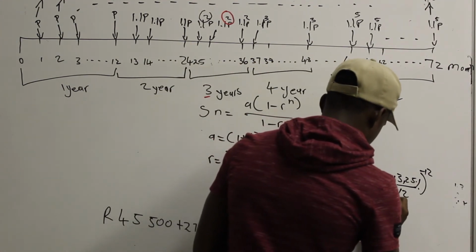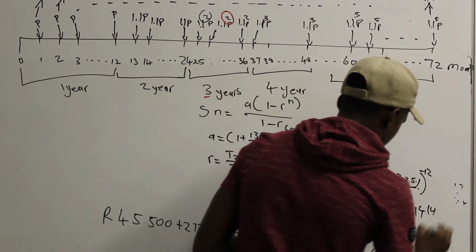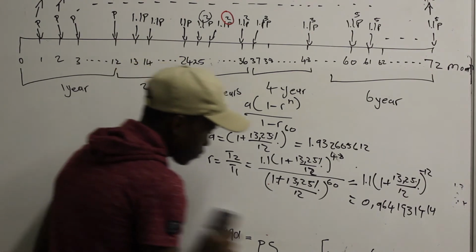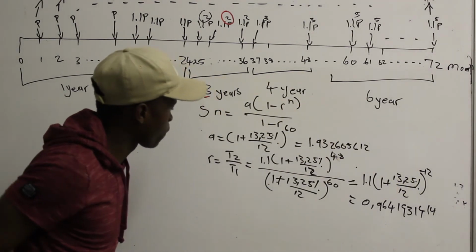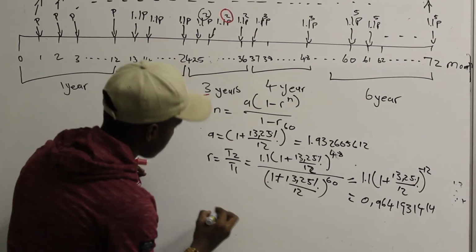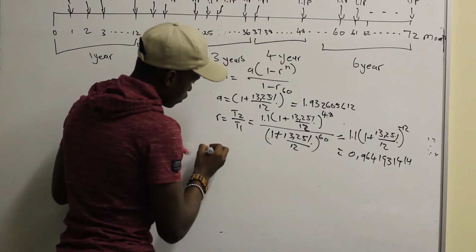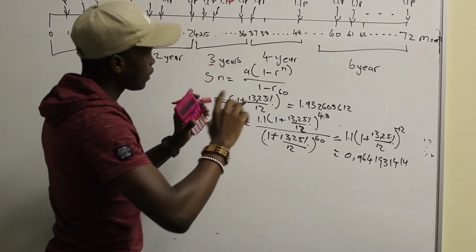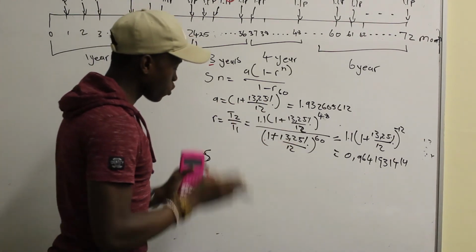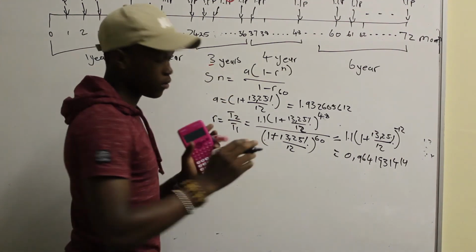We get 0.9641931414. Right? You can see there. And then afterwards I get the sum of those things that were in the bracket. Then it's the sum of how many terms. So this is the tricky part. In the bracket, we had how many escalations? We had 6 escalations, right? So we are saying the sum of 6 terms, which were the 6 escalations that were happening there.